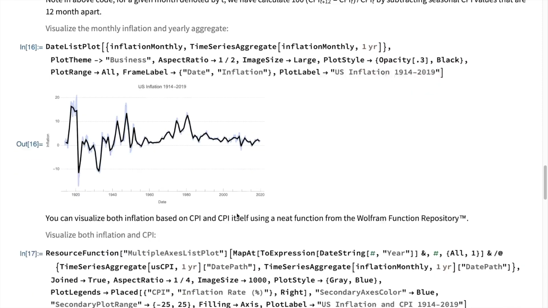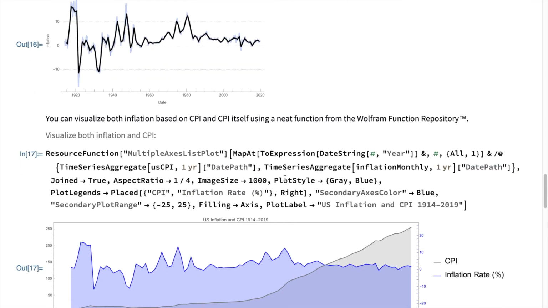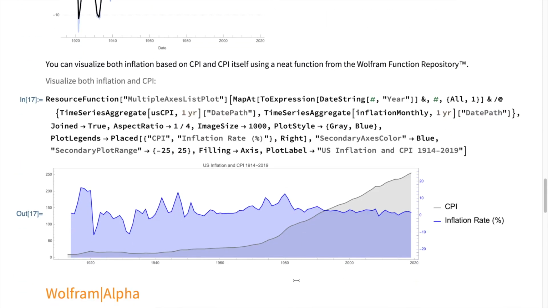You can visualize both inflation based on CPI and CPI itself using a neat function from the Wolfram Function Repository. This is a repository of community-submitted functions that range from highly technical scientific ones to visualization ones like the one we'll be using here. We'll be using the MultipleAxesListPlot function. It enables us to plot different axes on both sides of a plot, in turn allowing us to display two different types of data. We will use ResourceFunction to retrieve it.